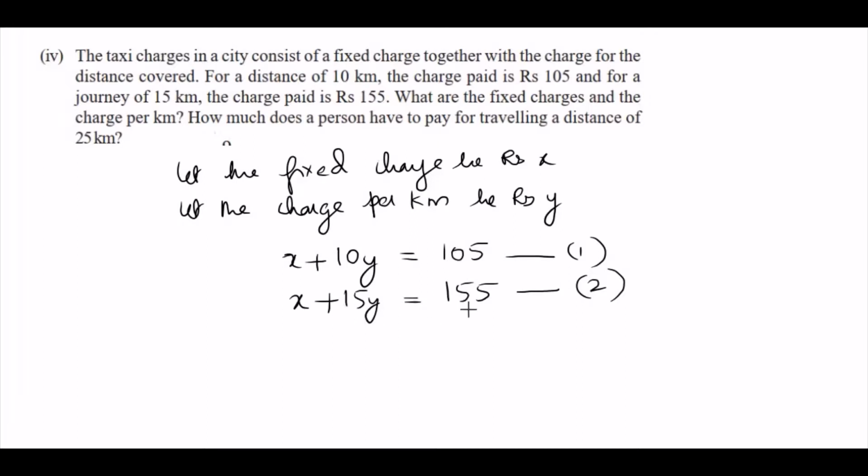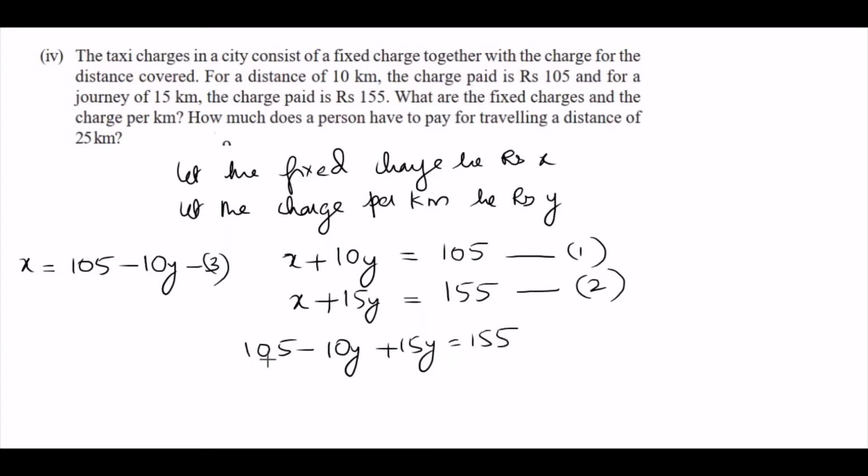Now we have to write one in terms of the other. From the first equation, X in terms of Y: so X is 105 minus 10Y. Let this be the third equation. Now substitute this value of X in the second equation. So you get 105 minus 10Y plus 15Y is equal to 155. So 105 minus 10Y plus 15Y is plus 5Y, that is equal to 155.